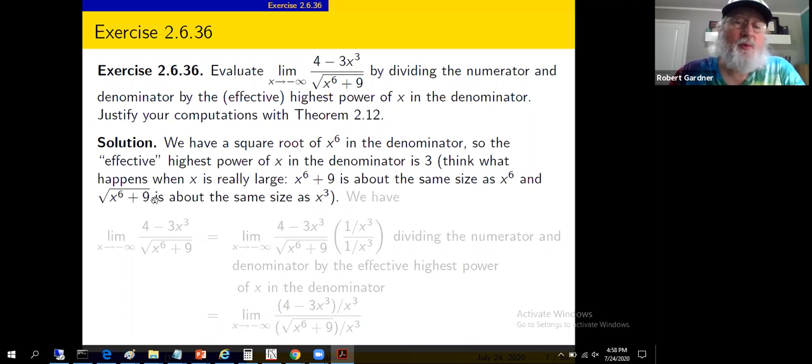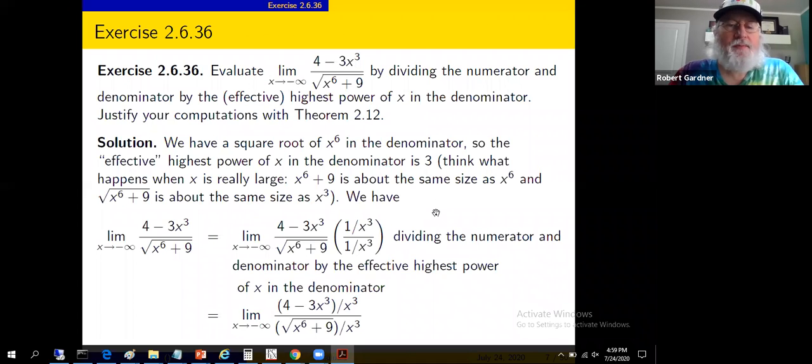The plus 9, when x is big, isn't going to contribute much. Wink. Wink means I'm being informal, trying to give you an idea of how to work these. So I claim the effective highest power of x in the denominator is 3, x cubed. All right, so let's multiply the numerator and denominator by 1 over x cubed, dividing numerator and denominator by the effective highest power of x in the denominator.